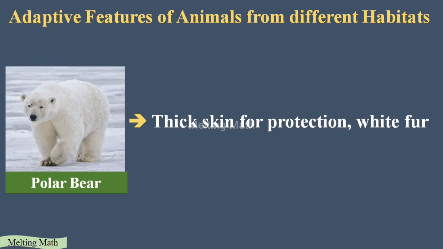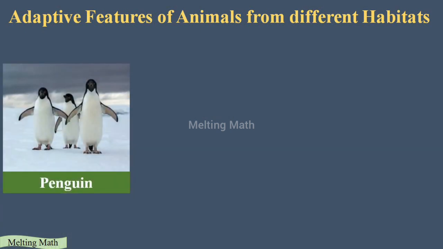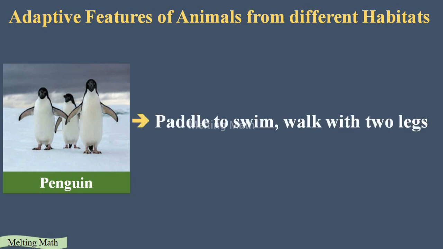Next, see about a penguin. Penguin's habitat is a polar region. It's similar to the polar bear. Its adaptive features are paddles to swim and walking with two legs. Yes, you can see it on Discovery or some other channels. This penguin will swim easily in the cold water, and walk with two legs.